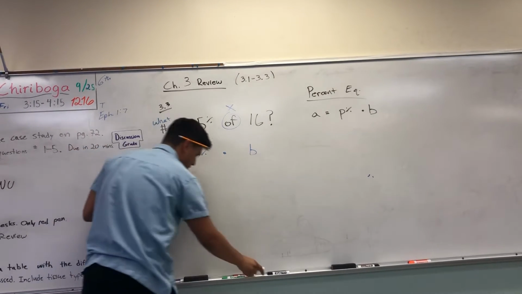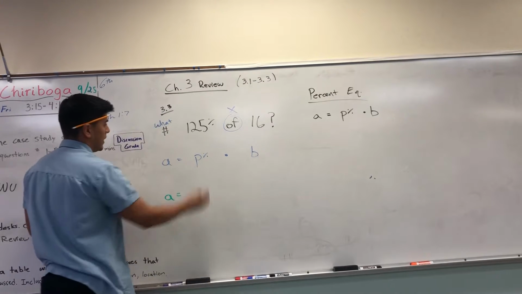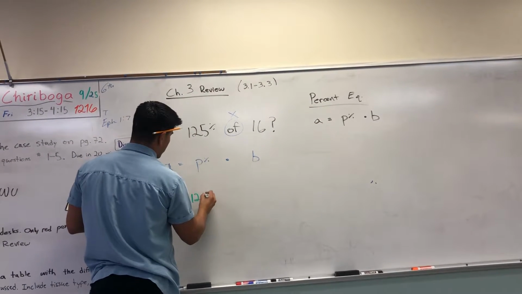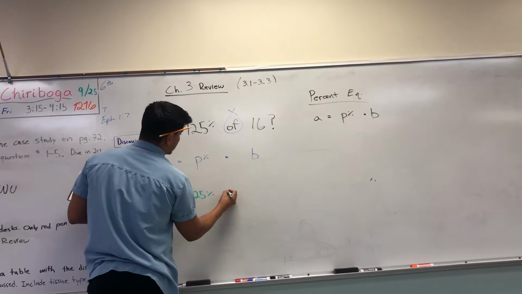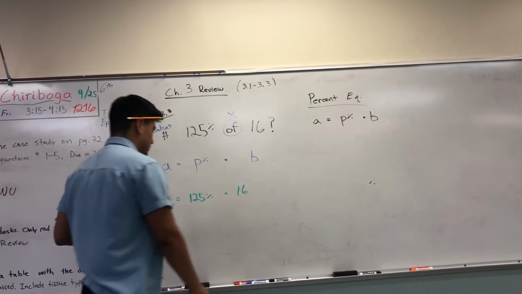We just plug in what we know. A is going to be what number? We don't know what A is, so A is going to be the answer. P percent, 125%, times B, which is 16. Okay? We go ahead and we try to solve that.